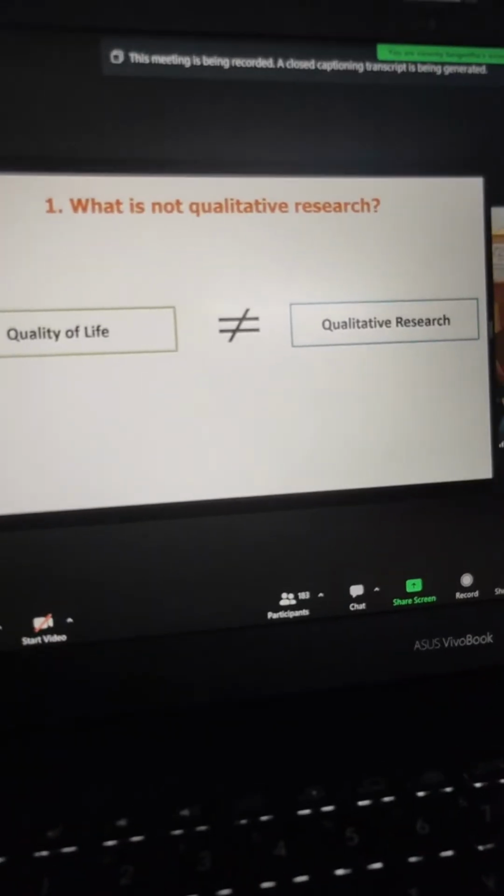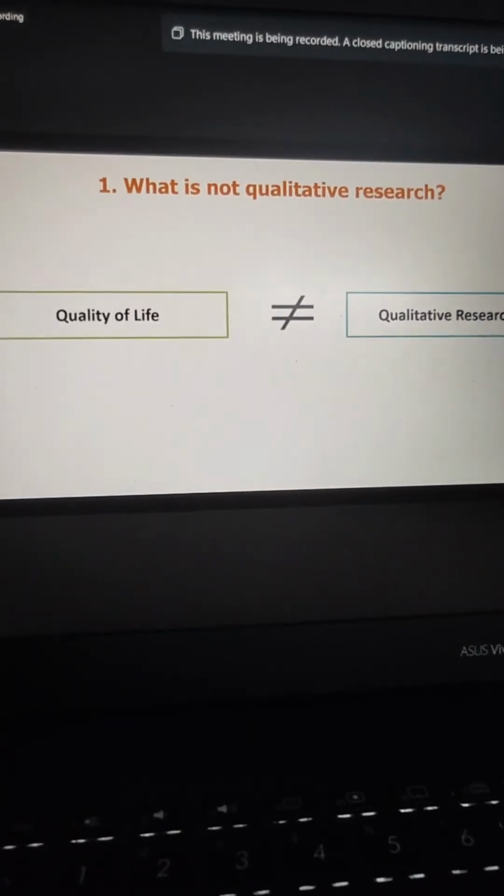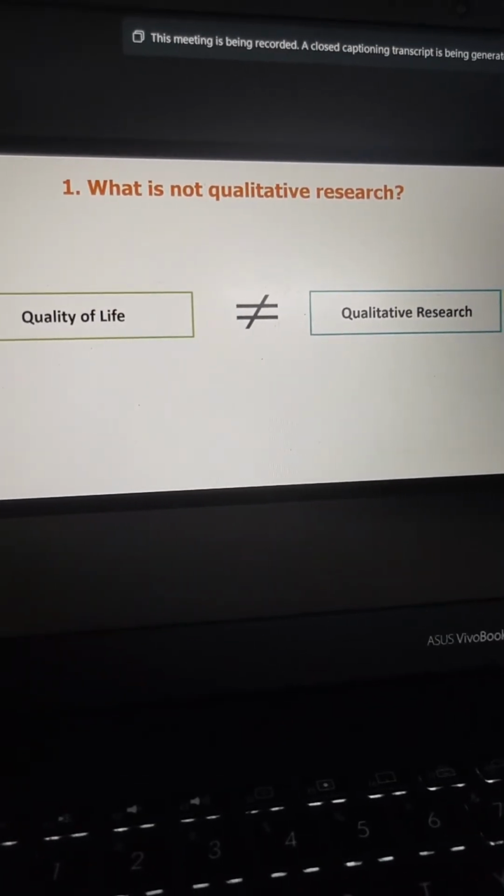Similarly, quality improvement studies are something that people can think are qualitative just because of the name, but they are not. Other than the qual, there is nothing else between them that's common.